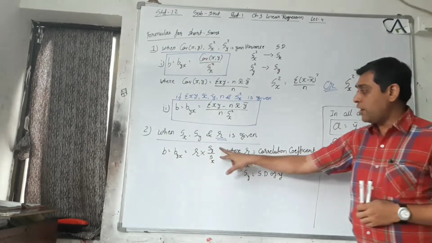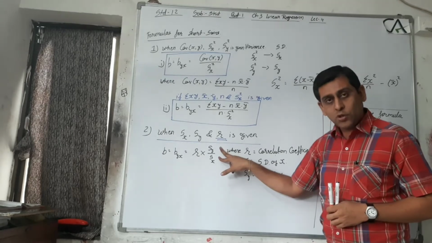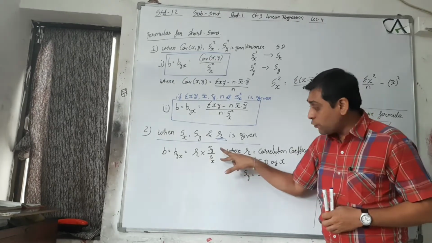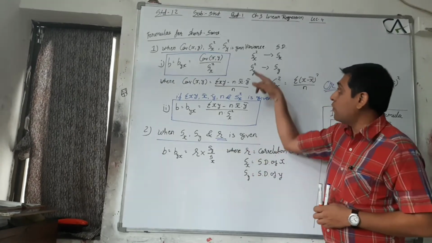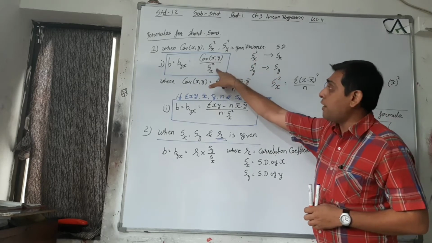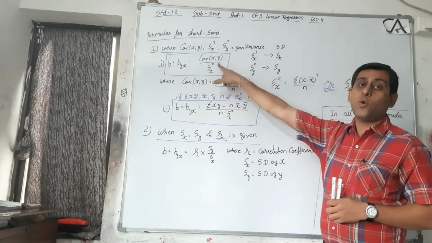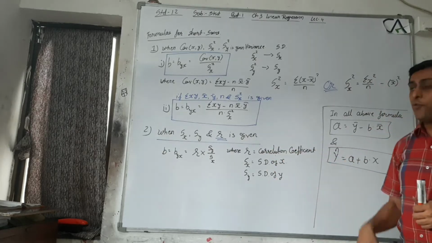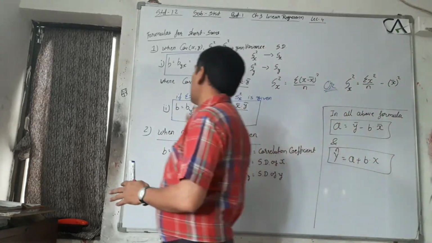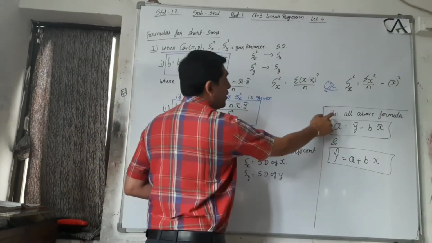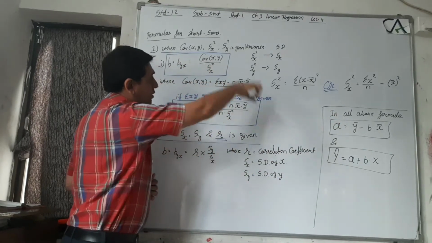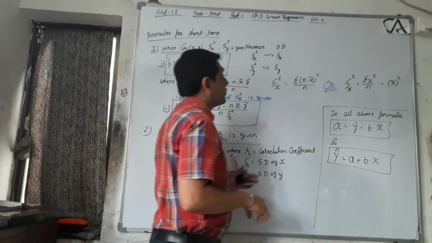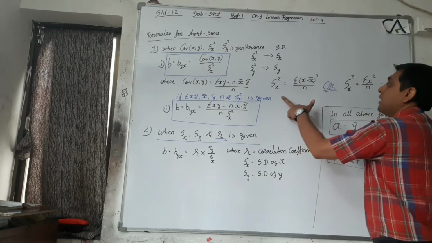If variance is given, we have to take the standard deviation of Sx and Sy, and if the standard deviation of Sx and Sy is given, we have to make the square, to put here Sx square. So this is the formula, but for these short sums, the main thing in all the above formulas, in all the above sums, first of all is Sx square.